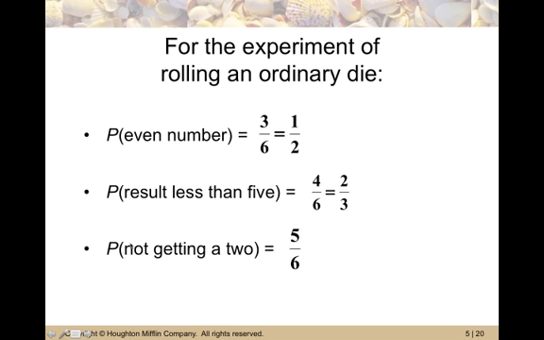The probability of not getting a 2, well, everything except 2 qualifies. So that would be 5 of the possible outcomes, just kicking out 2 takes us down from 6 to 5 out of the 6 possible outcomes. The 5 that qualify is not getting a 2, and then 2 itself.